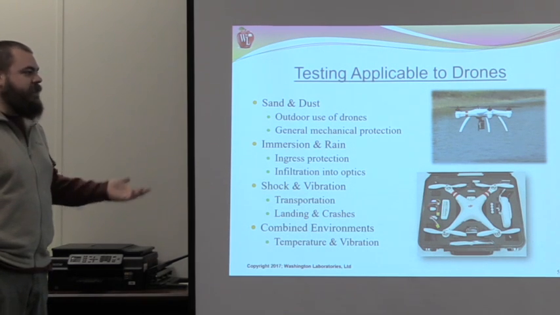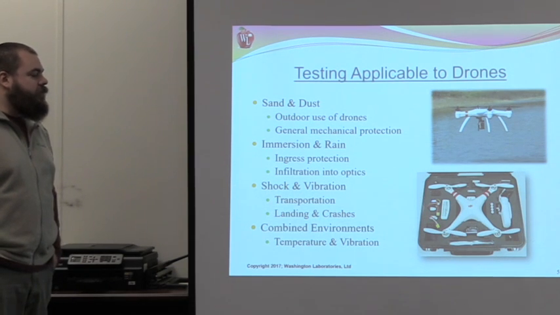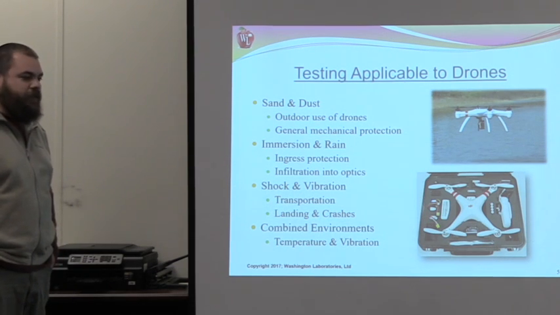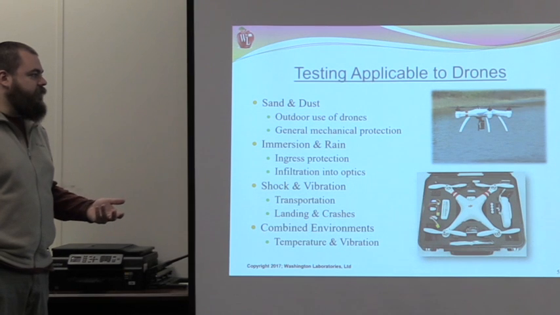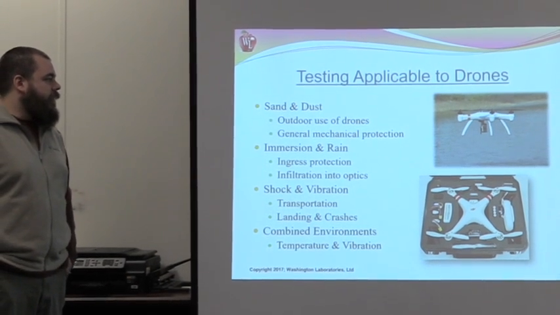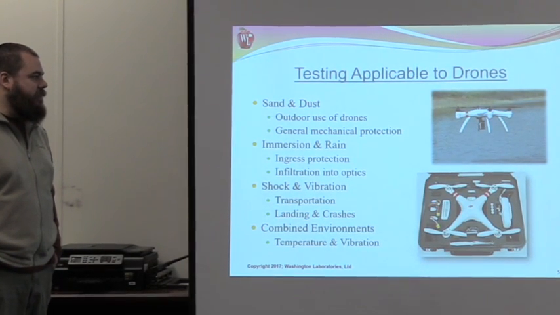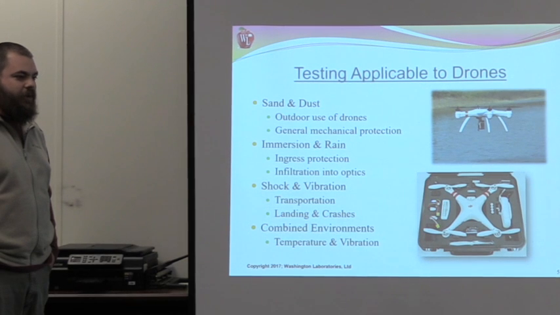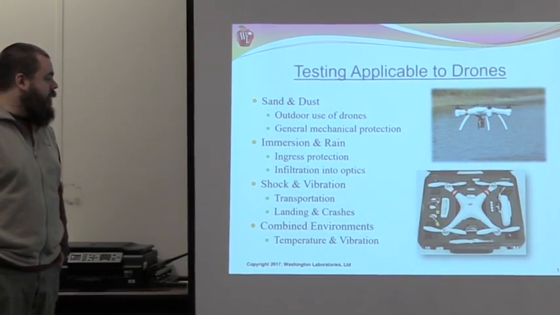People fly these on beaches, they fly them over lakes. So not so much strictly sand and dust, but as a general mechanical ingress protection. Do you have a spot where if it crashes in gravel, bits of gravel are going to get into it? If you crash it in sand, how well protected is it against that sort of thing? Sand and dust is not so much a strict guideline for this as an idea to look at your overall test process and design.